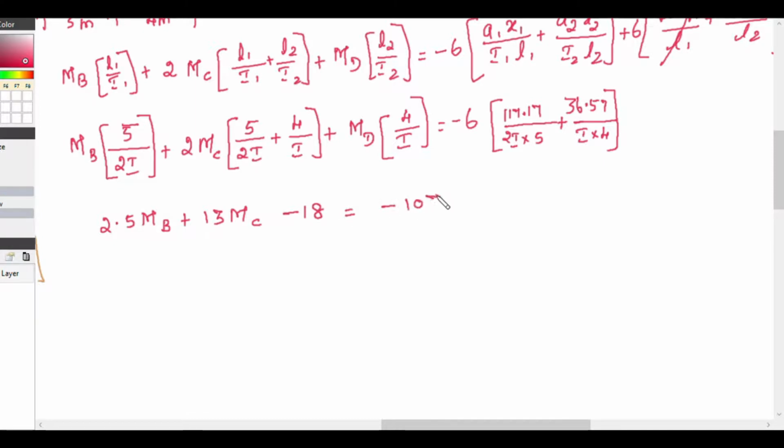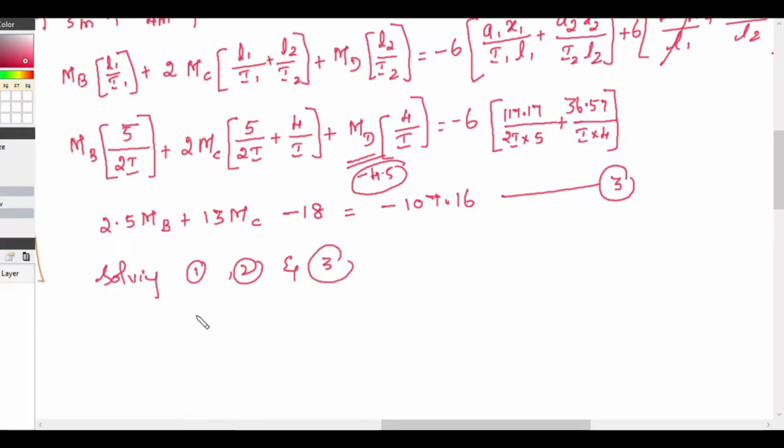minus 107.16. This becomes our equation number 3. Substituting for MD, you substitute minus 4.5, so you get minus 107.16. So now we have 3 equations, 3 unknowns. Now we can solve equations 1, 2 and 3.